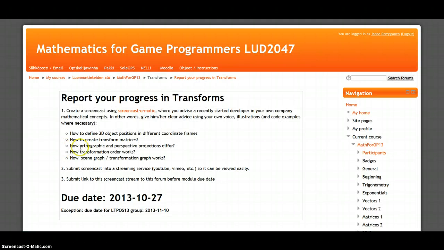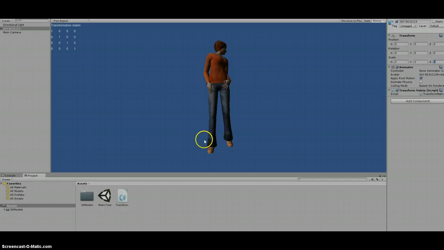Next I will answer how to create transform matrices, and I use Unity for the answer. Here we have this 3D model and the transformation matrix of that model's transform values. This transform matrix represents these values: position, rotation, and scale. It can also represent shearing of that object, but we focus on these three now.